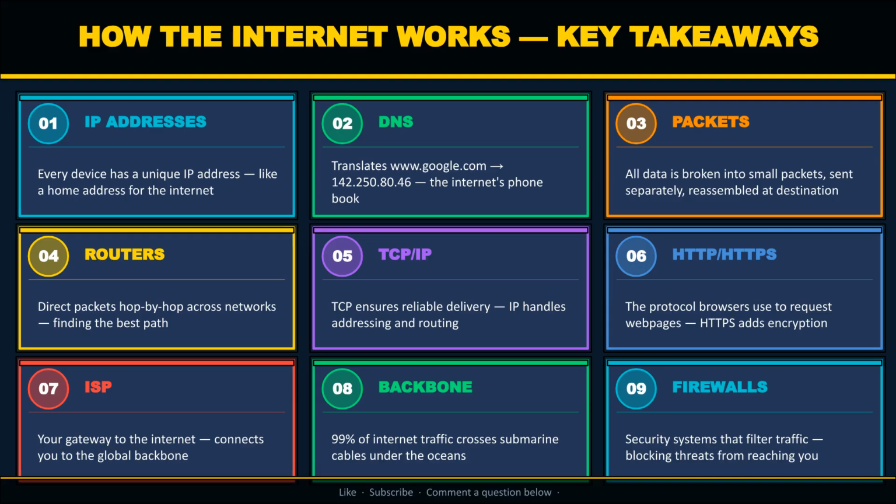In summary, remember these 9 key internet takeaways. IP addresses and DNS handle addressing. Packets are the small chunks of data routed by routers. TCP/IP is the core communication protocol, and HTTP/HTTPS is for secure web browsing. Finally, ISPs connect us to the backbone, protected by firewalls.